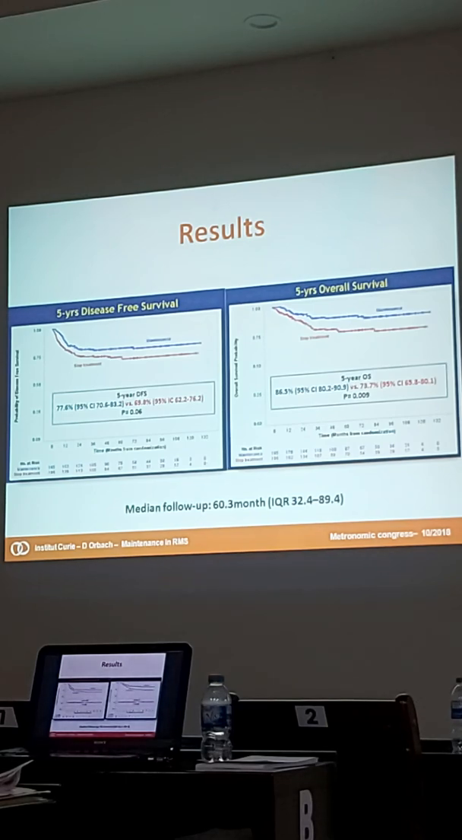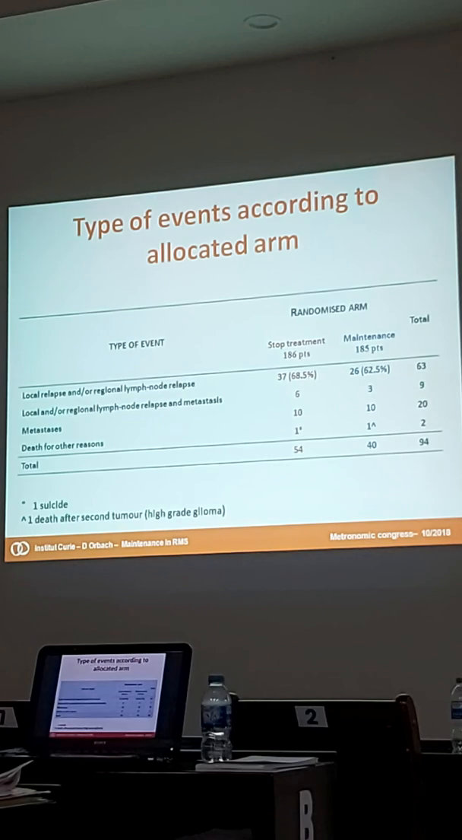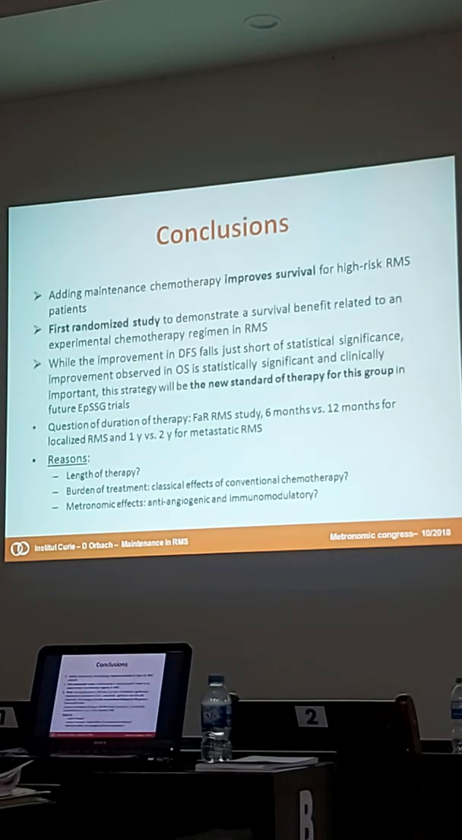In the next protocol, which I haven't shown you, in the FaR-RMS next protocol, we will compare 6 months of maintenance therapy versus 1 year to see if 1 year is better than 6 months. And in metastatic patients, we'll compare 6 months versus 2 years. We are crazy, 2 years, but maybe we can proceed.